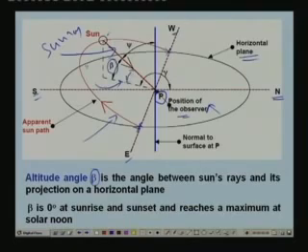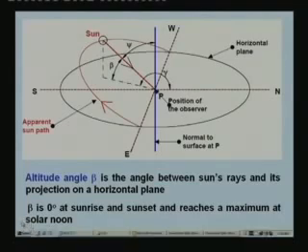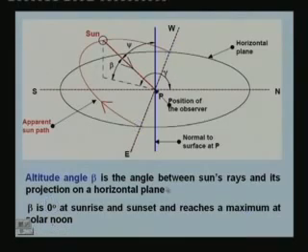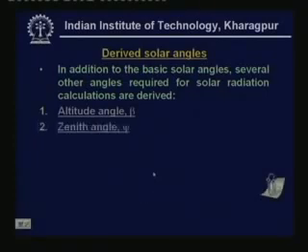As you can see, beta is 0 at sunrise. At this point the direction of the sun ray and its projection coincide, so beta will be 0. Similarly, beta will be 0 at sunset. At these 2 points beta will remain 0, and it reaches maximum at solar noon. In fact, that is the definition of solar noon. At solar noon you will find that the altitude angle is maximum. So, this is the first angle.